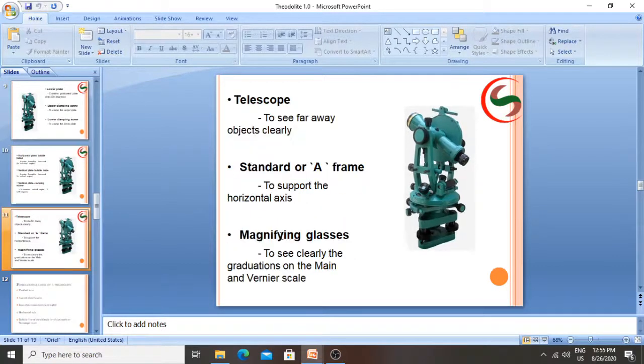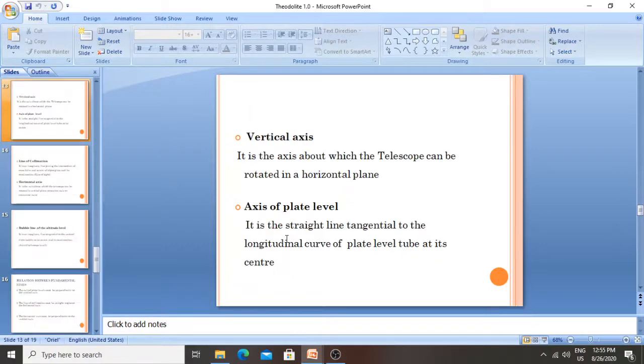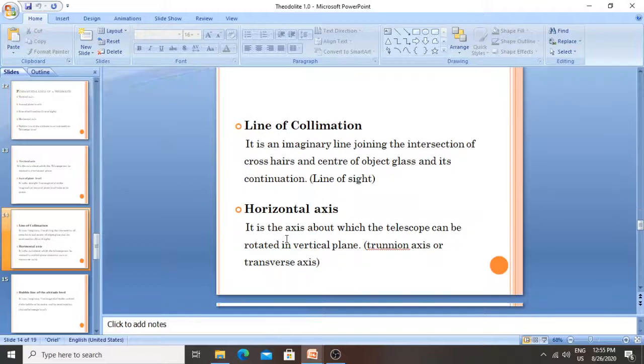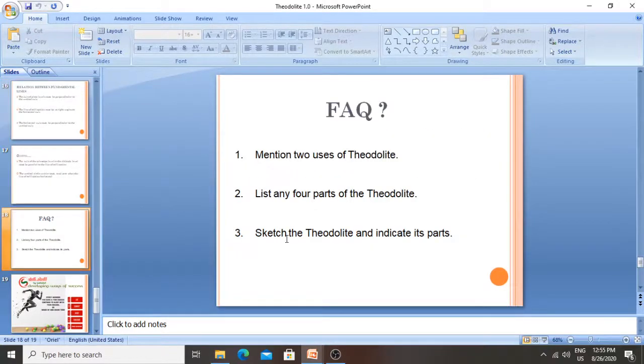If you have not gone through them, please go through all these videos line by line from the date, I think 17th. Fundamental lines of a theodolite is a very important topic, and the relation between the fundamental lines is also very important, and we have seen the frequency of questions.